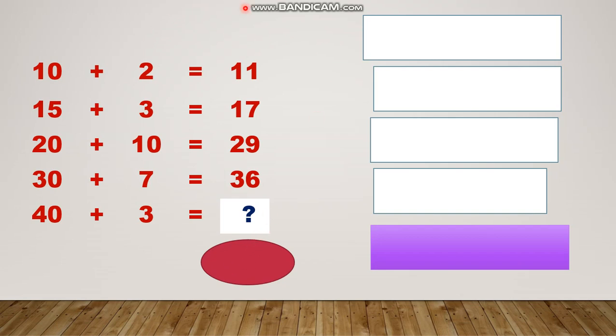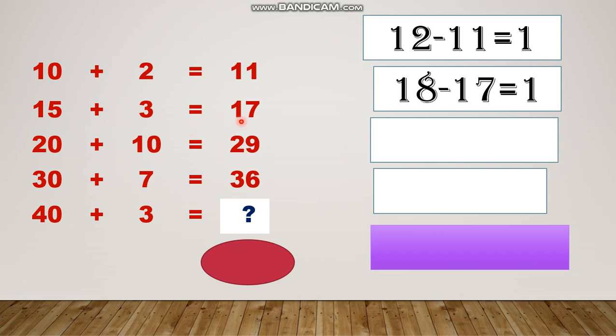Let us do it. 10 plus 2 is 12, but the given answer is 11. That is 12 minus 11, which is nothing but 1. The difference between the actual answer and the given answer is 1. In the same manner, 15 plus 3 is 18, but the given answer is 17. Again, the difference is 1. Third one: 20 plus 10 is 30, the given answer is 29, and the difference is 1.